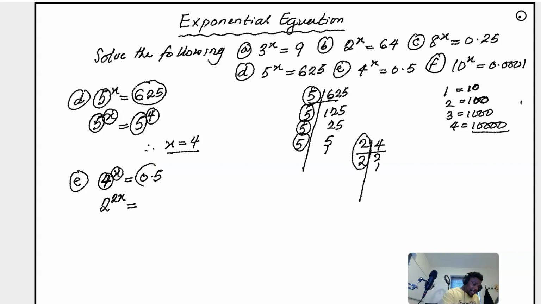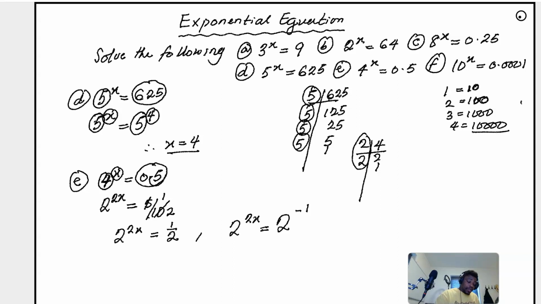Now let's convert this decimal to fraction. Count backwards. 1. So that means 5 over 10. That is the meaning of that. Okay? And 5 over 10, 5 here 1, 5 here 2. So I have 2 raised to power 2x is equal to 1 over 2. Remember 1 over 2 here, okay? 2 raised to power 2x is equal to 1 over 2, which is something as 2 raised to power minus 1. You've seen that in my previous video.